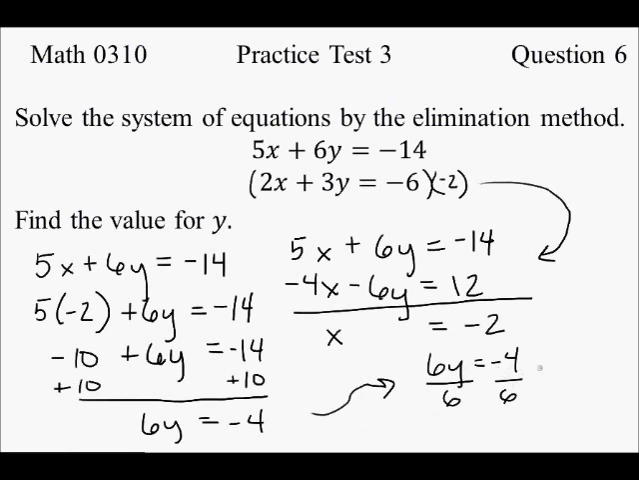And both of those are even numbers, so we can actually reduce that. So we're going to get y is equal to, if I divide both by 2, I get a negative 2 on the top, and I get a 3 on the bottom. So y is equal to negative 2/3. And it said find the value for y, so y equals negative 2/3 is our answer, and that is answer choice B.